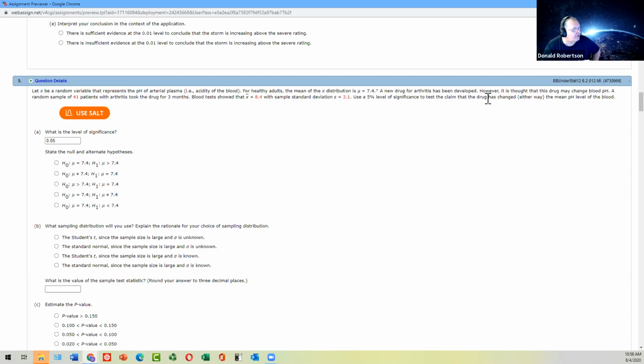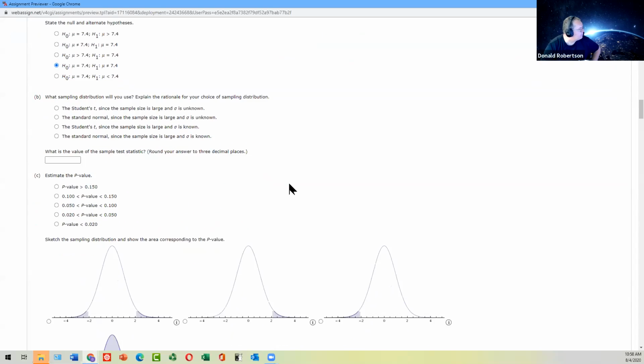Test the claim that the drug has changed either way. "Changed either way" is a big clue to this. Isn't that the equal sign with a slash through it? I forget what it's called. Yeah, it's called not equals. Oh, there you go. So the null hypothesis H naught is mu is 7.4, and the alternate is mu is not 7.4. So that's how you would answer this question, right?